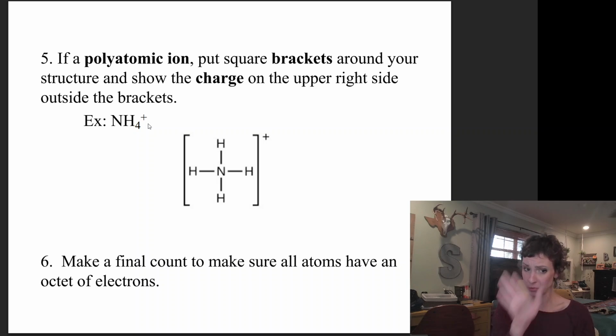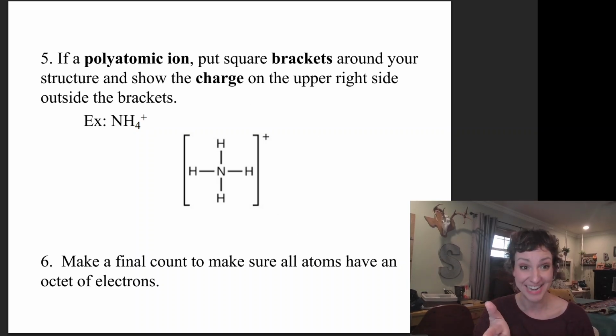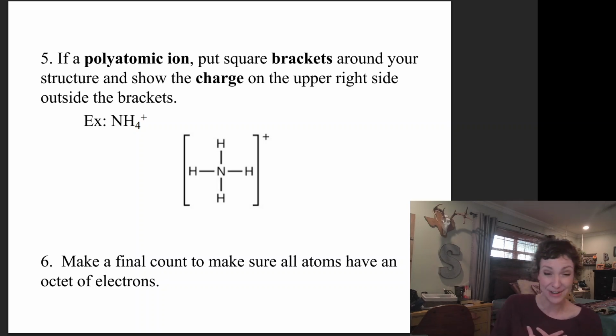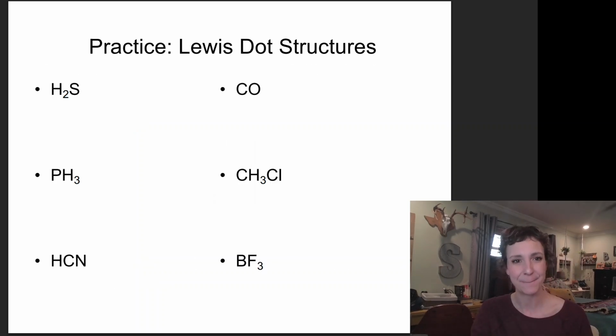After that, step number 6: a real quick final count to make sure I have not missed anything, making sure all of my outer atoms have a full shell and my central atom has a full shell. This method works every time. I have been taught to draw Lewis dot structures in many different ways, and I found some of them confusing, or I felt unsure and not confident when drawing structures. But this actually works 100% of the time, which I'm super excited about.